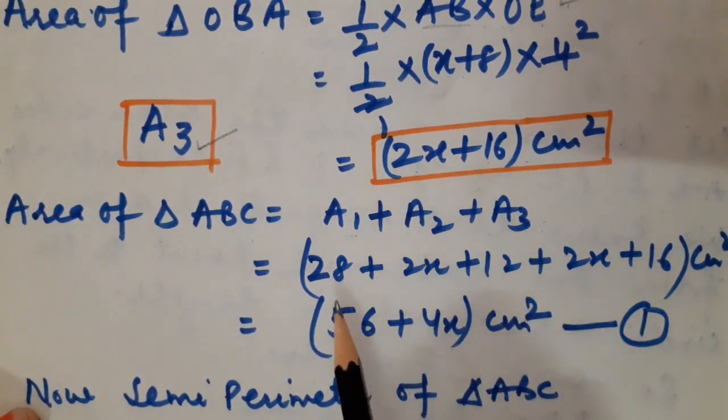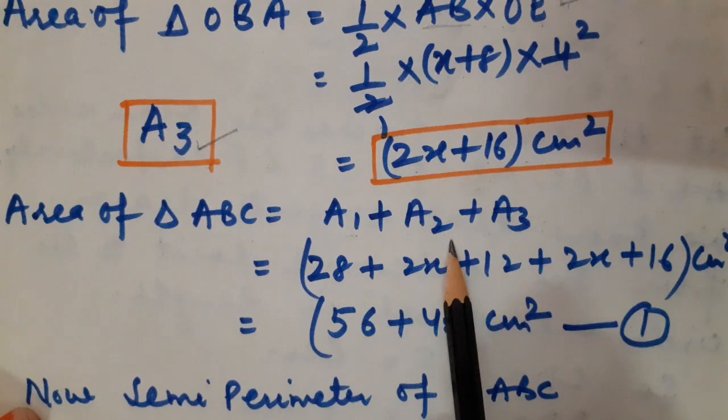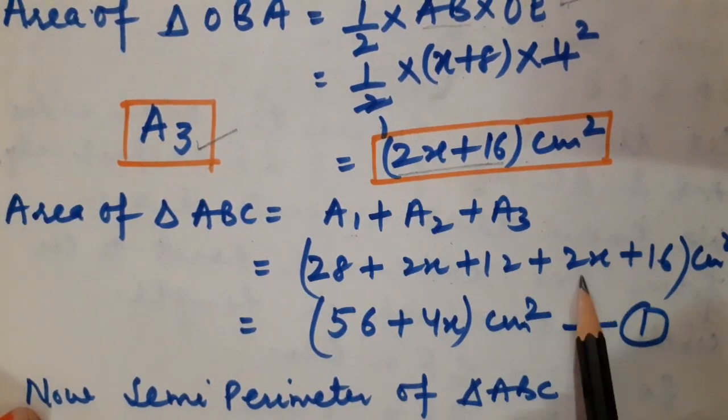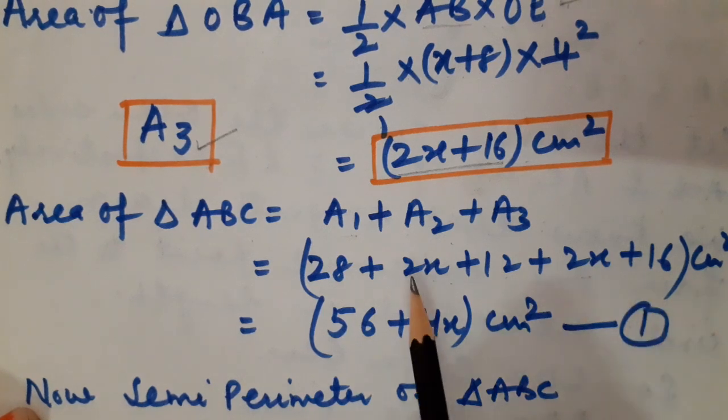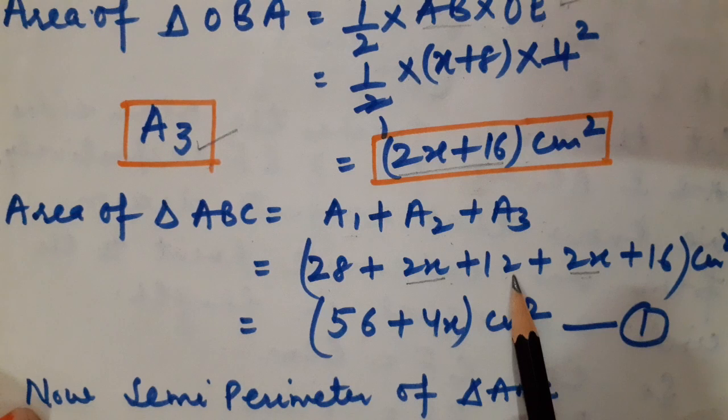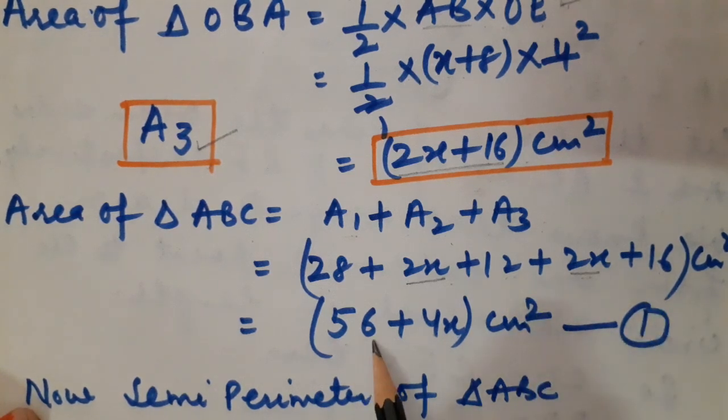So what was A1? 28. Plus A2, we have just found, that is 2x plus 12, and A3 we have just found, that is 2x plus 16. So 2x plus 2x will give us 4x. 28 plus 12 plus 16, we will be getting 56 centimeter square.